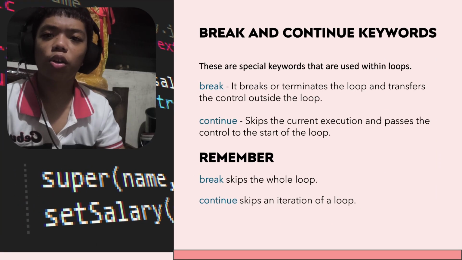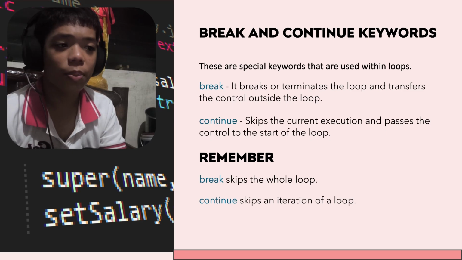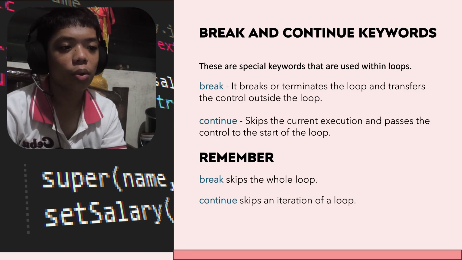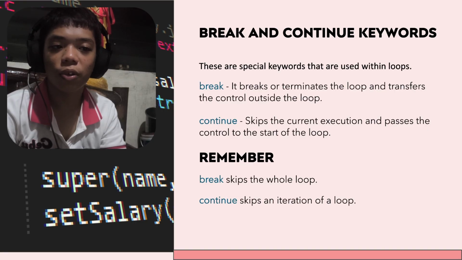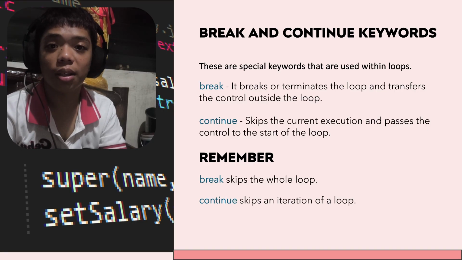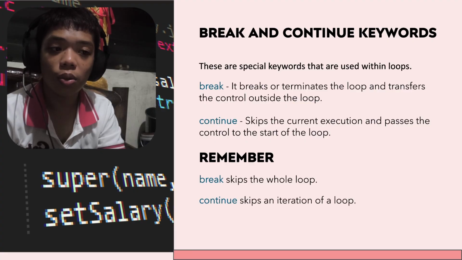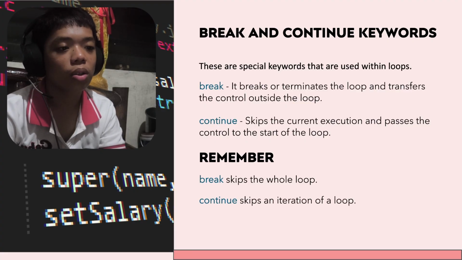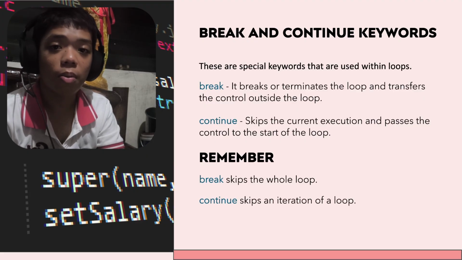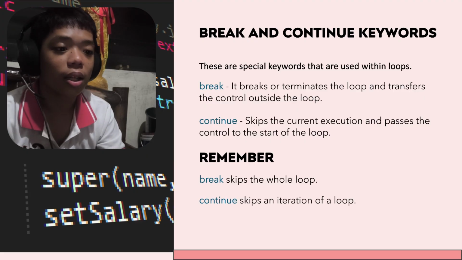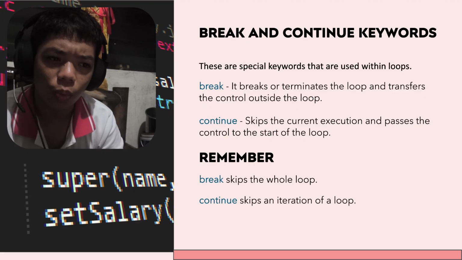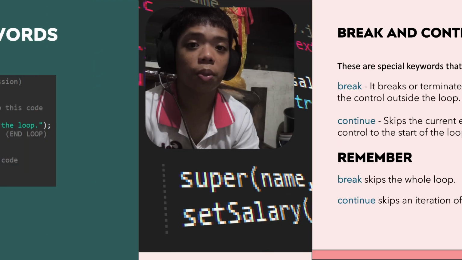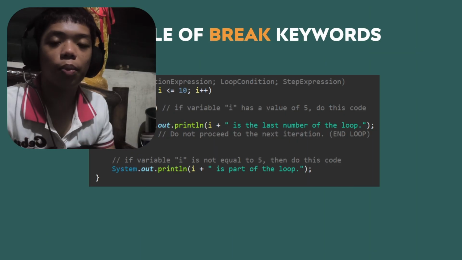So the break and continue keywords are special keywords that are used within loops. Break terminates the loop and transfers the control outside the loop, while continue skips the current execution and passes the control to the start of the loop. Just remember that break skips the whole loop, while continue skips an iteration of the loop.